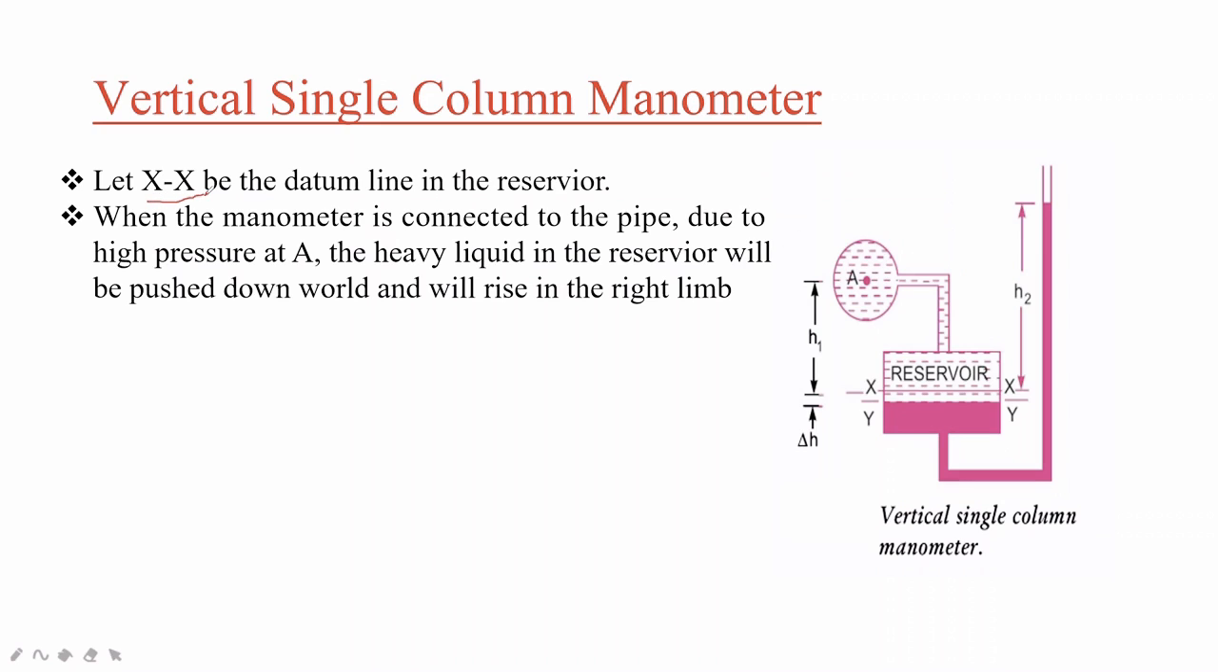Here we will take XX as the datum line in the reservoir. When the manometer is connected to the pipe, due to the high pressure at A, the heavy liquid in the reservoir will be pushed down. Whether it is a small or big pressure, some disturbance will be there, and with that disturbance it will push the other liquid. So this is the heavy liquid, right?